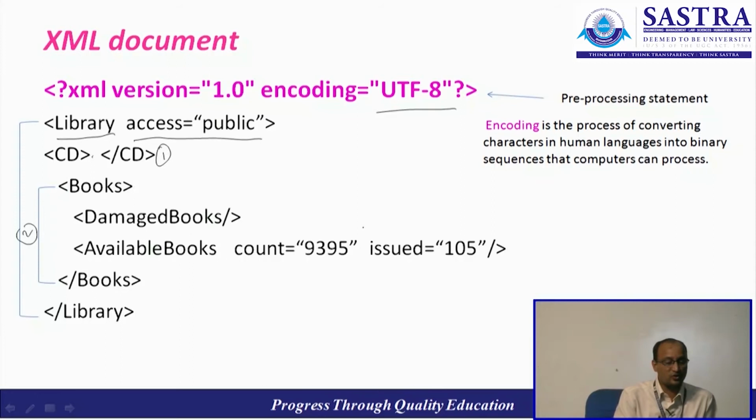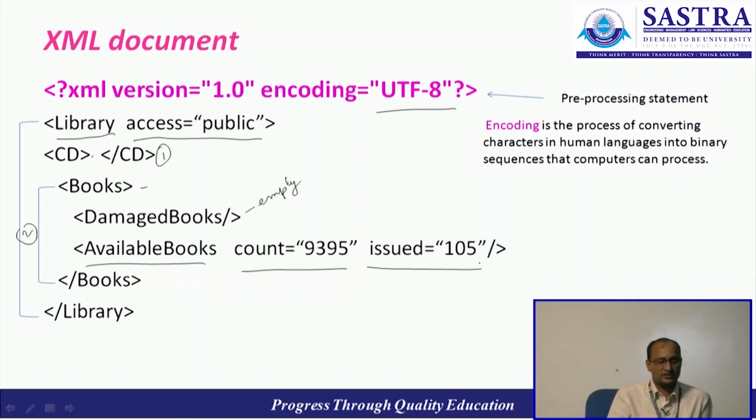The books, the second child element, has two child elements in which the first child is empty and the second child has two attributes and no child. So, this is also an empty element. Damaged books, no data found for it, so the author would like to keep this element as damaged books, that is an empty element.